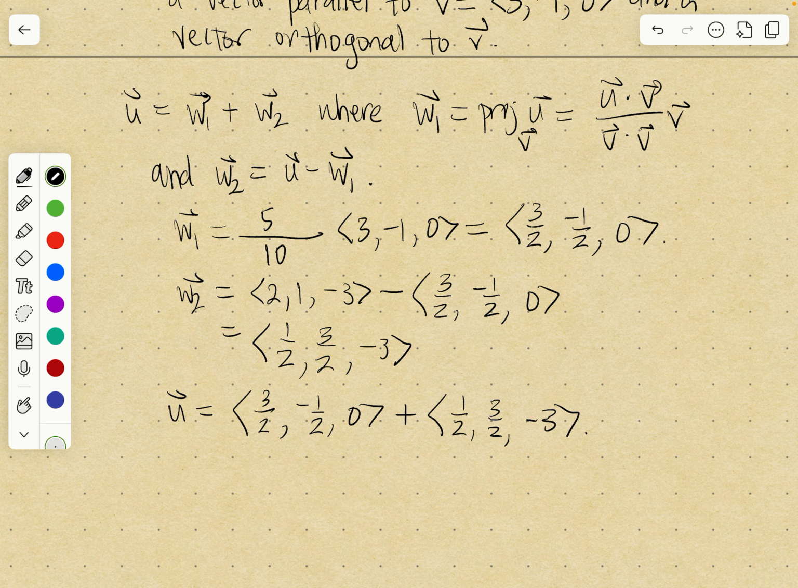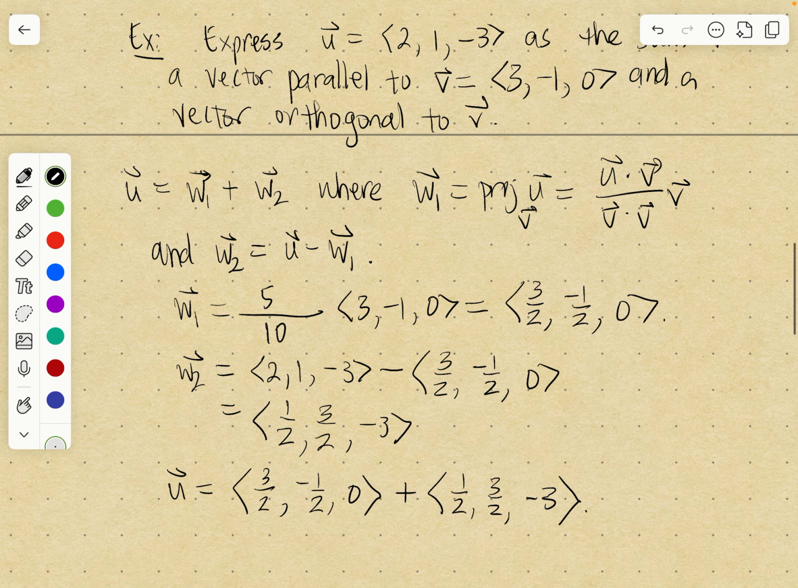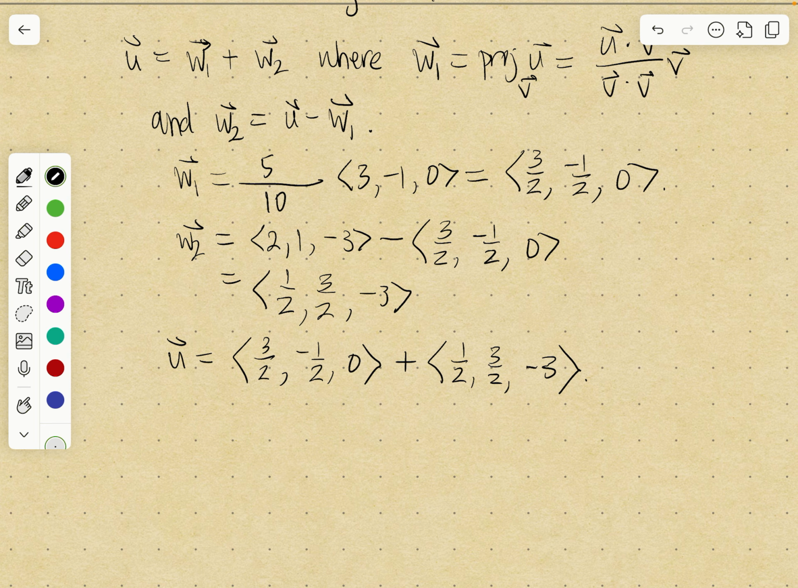Should we just double check? We can see that these two vectors are orthogonal. The dot product is 0, which is what should happen. And when you add these two vectors, do you get U? Let's see, the sum is 2, 1, negative 3. Yes, that's correct. So that's the answer.